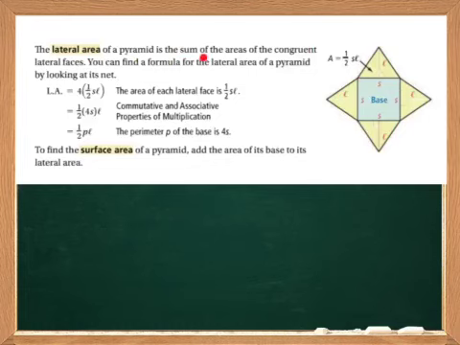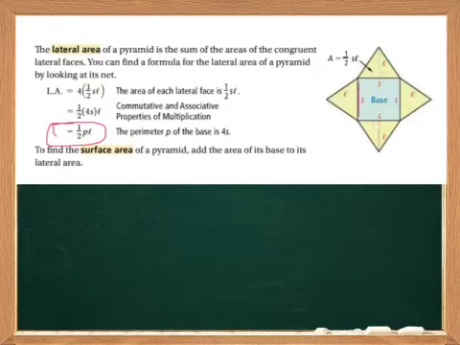You can use a formula for the lateral area of a pyramid by looking at its net. If it's a regular pyramid, meaning all of the triangles are the same because the base is a regular polygon, it's going to be 4, in this case, times 1/2 of the slant height times the side length. So the side length is S and the slant height is L. This can simplify down to 1/2 of 4S times L, which is the same thing as saying half of the perimeter times the slant height. So this is going to be our final formula for lateral area.